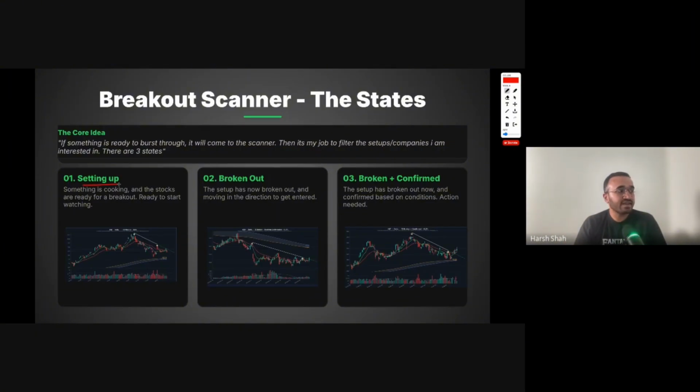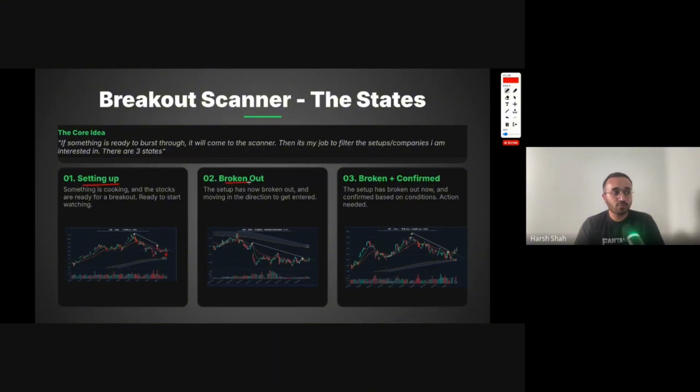The first state is setting up. Now, let's say something is dropping, dropping, dropping. Once it starts reversing, we want to know about that particular stock a little bit ahead of time. We don't want to know when it has broken out. So here it tries to plot this white line, which acts like a resistance. And when the stock is not even close to the line, it will start filling the setting up bucket.